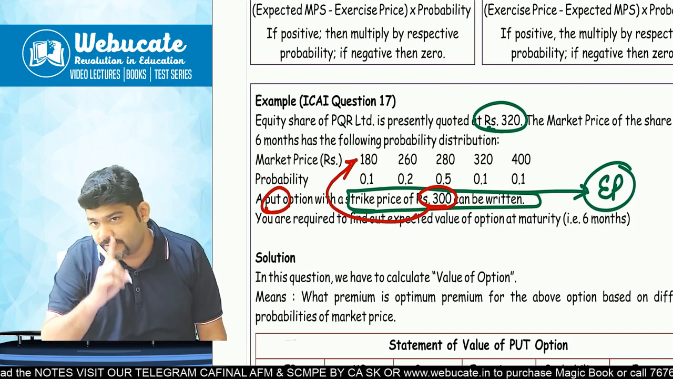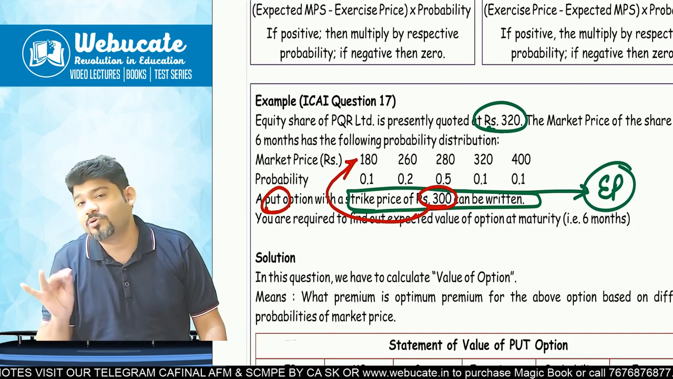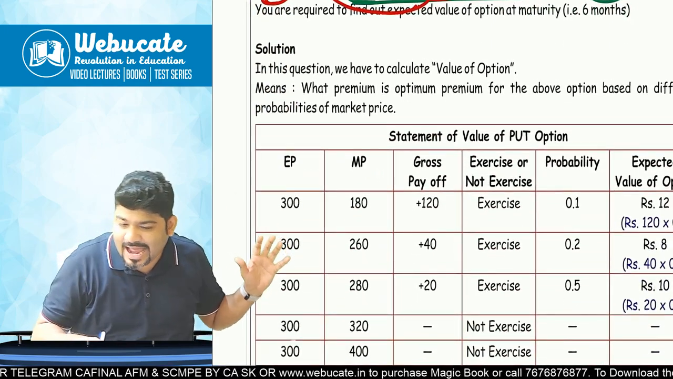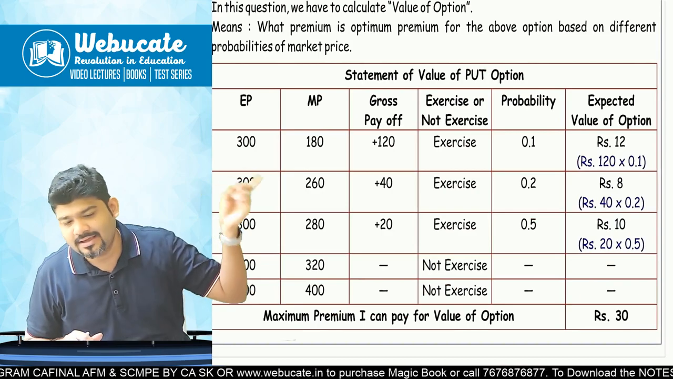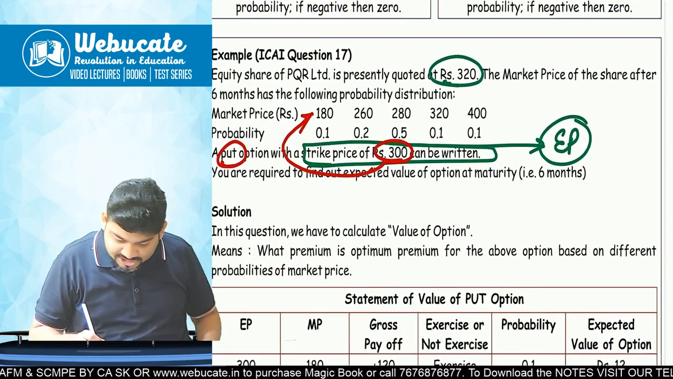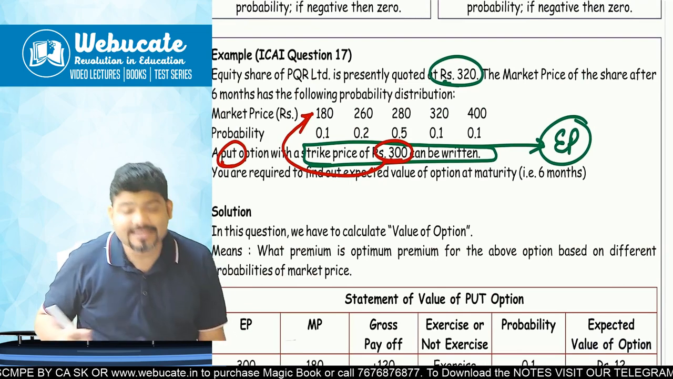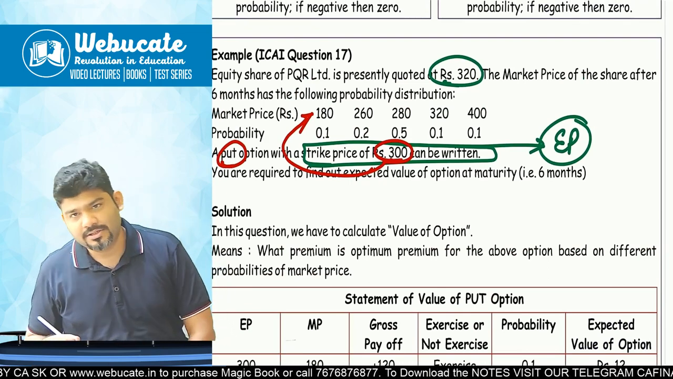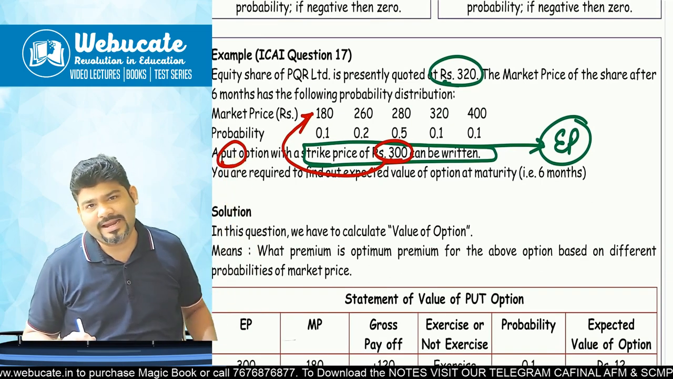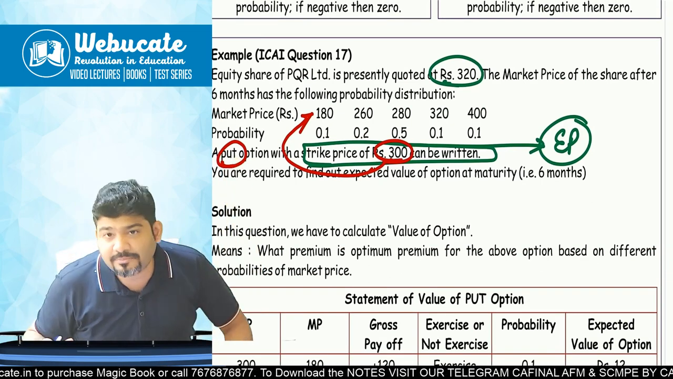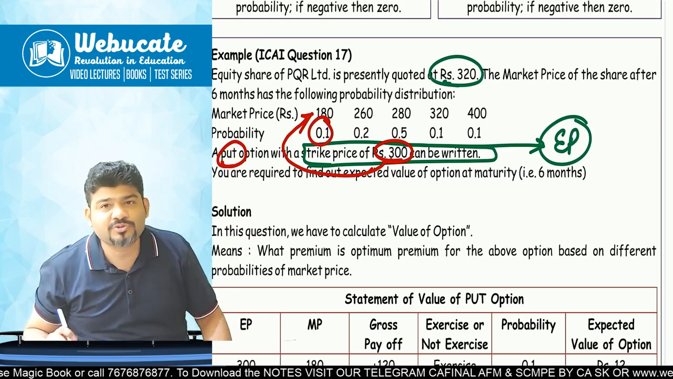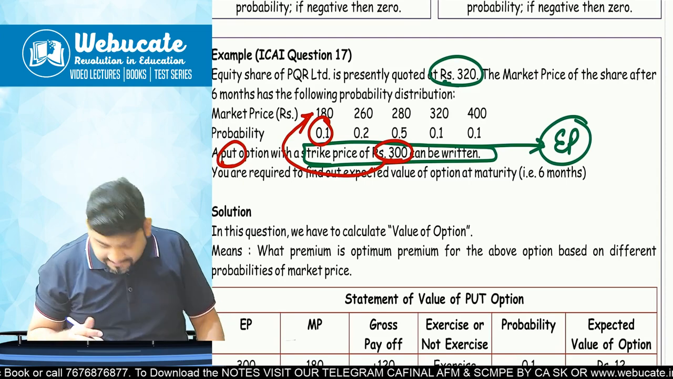So 120 into 10%. So 12 rupees should be the premium. Likewise, we will add all the possibilities that are there and then calculate our premium. See, I'll teach you. Suppose the price goes from 300. We have an exercise price of 300, but the market goes down to 180. Can I say 120 rupees is our profit? But the chance of that 120 happening is 10%. So eventually 12.